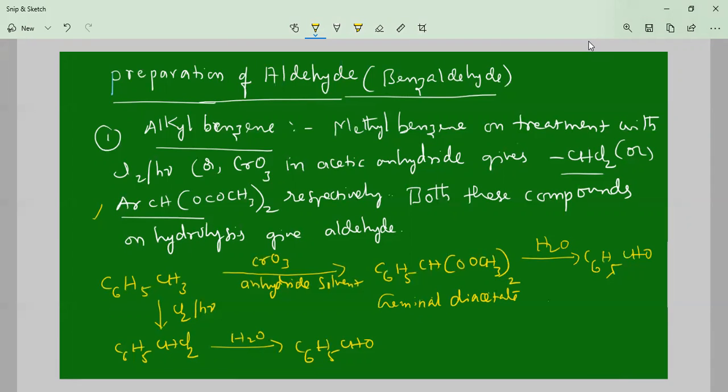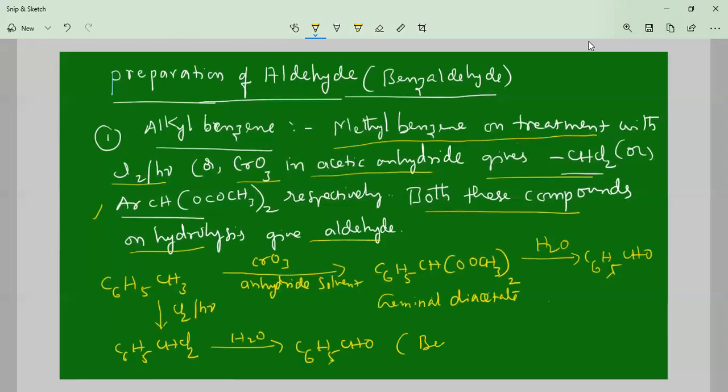Okay. So once again, I will show you the description. You write in the notes: methyl benzene on treatment with chlorine, or chromium oxide and acetic anhydride, gives a CHCl2 group attached to the benzene ring, or ArCH(OCOCH3)2 respectively, and both the compounds undergo hydrolysis, which gives the final product, the aldehyde, benzaldehyde. So what is benzaldehyde? That is C6H5CHO. This we will call benzaldehyde.